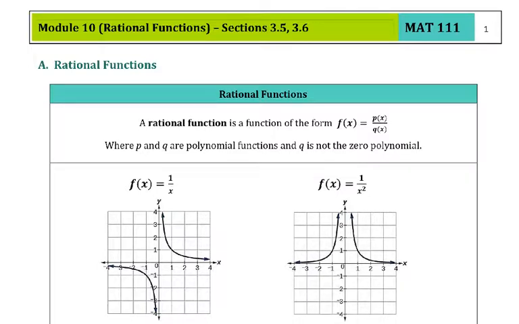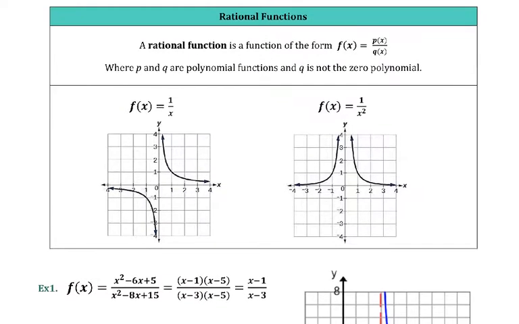So a rational function is a ratio of two polynomials. We've already talked about polynomials in Module 9. This is a polynomial over a polynomial. And then, of course, we have to say Q is not 0, because we're not allowed to have 0 in the denominator. So here we just have two pictures of some basic, or we could consider them as parent, rational functions.